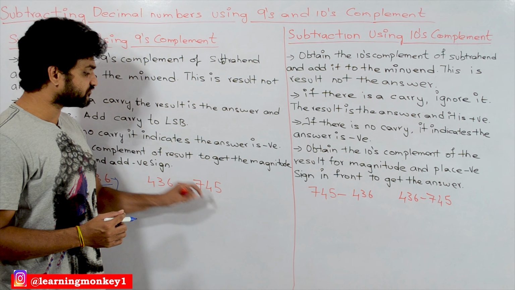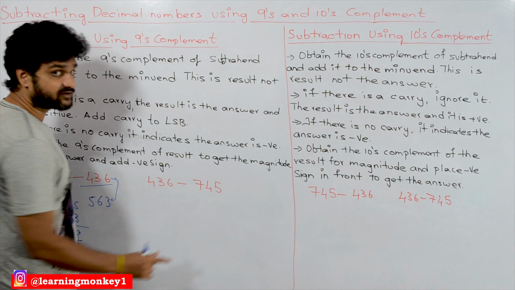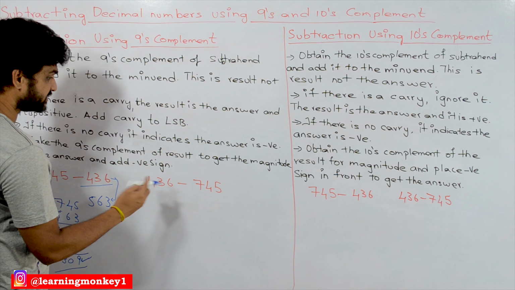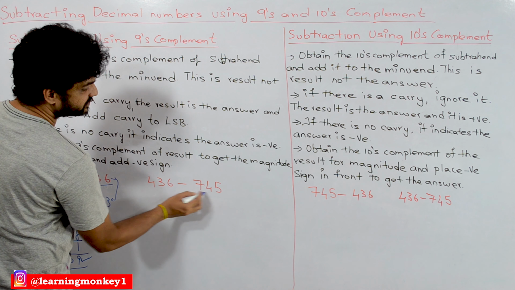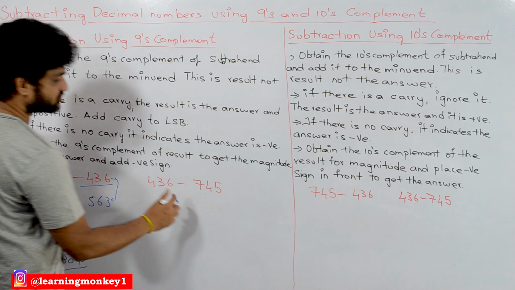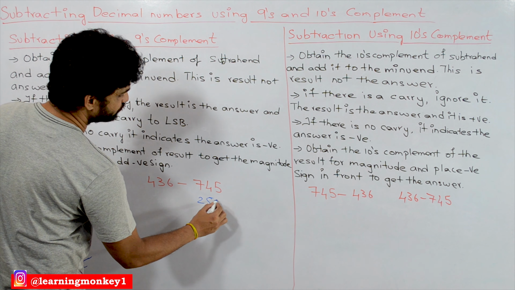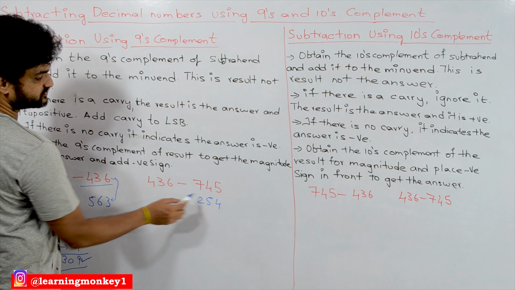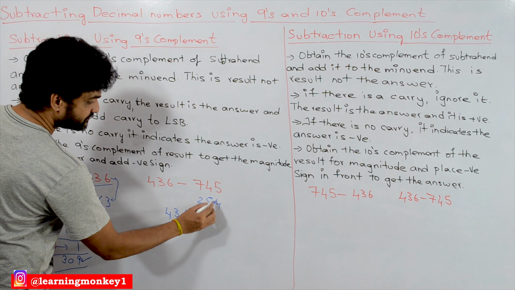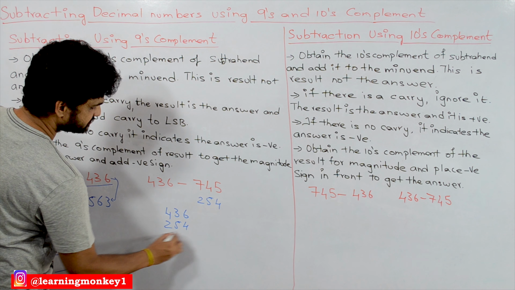Let's do the subtraction of these two numbers. A smaller number subtracted from a bigger number, the result is going to be a negative number. How to do that: first find the 9's complement of this subtrahend. What is the 9's complement of 745? It is 254. Now we have to add this 9's complement value to the minuend, which is this one.